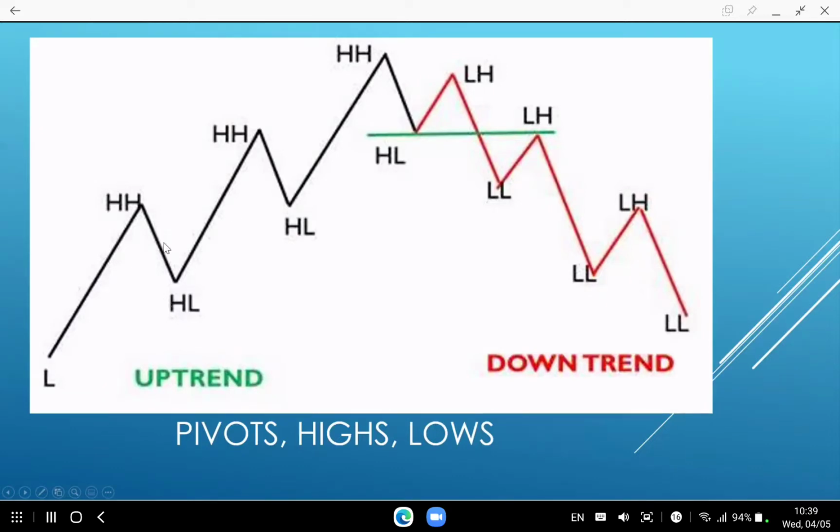Same thing with the lows. When it makes those lows, you want those lows to be higher than the previous one. Does that make sense? Do you guys see it?